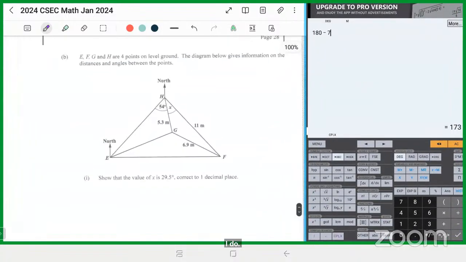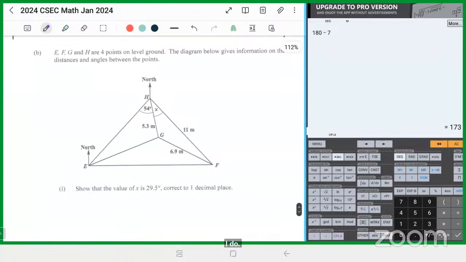All right, let's go. Question says, E, F, G, and H. If I'm going to talk, I'm going to ask them to leave, you know.